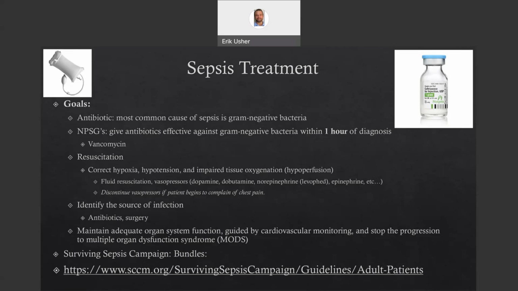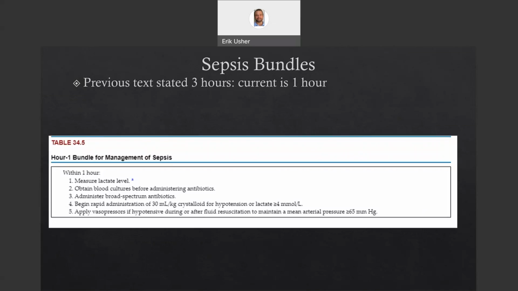So the Surviving Sepsis Campaign and these bundles, we know that bundling care helps not only just sepsis, but there's a lot of different avenues of medicine that we know we can bundle this care. We get really, really better survivability and decreased mortality and morbidity in these patients. All right. There we go. Okay, so sepsis bundles. The last text, if you're familiar with that, stated 3 hours. The current is an hour.